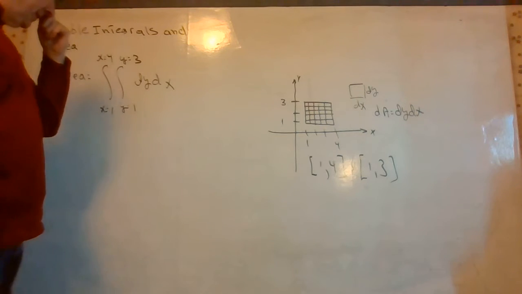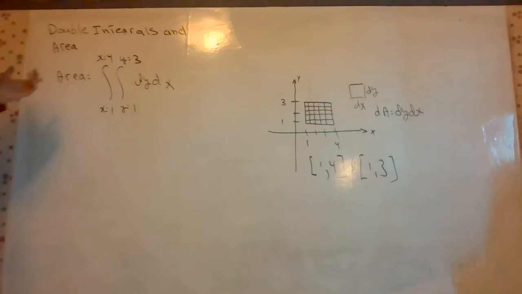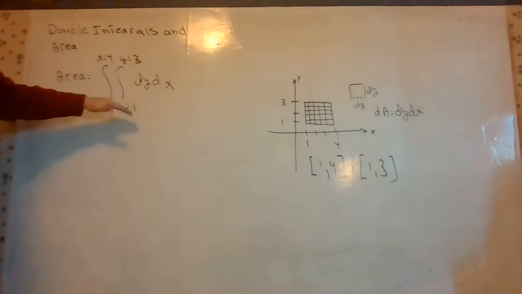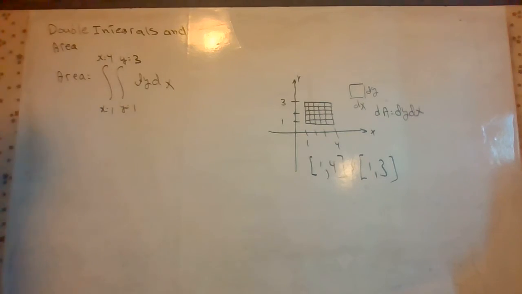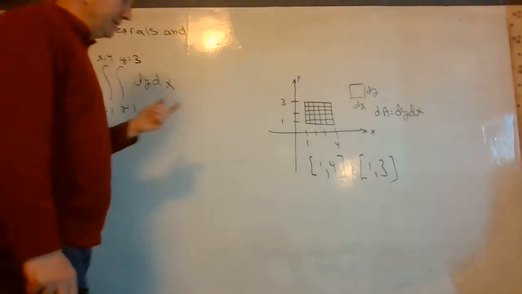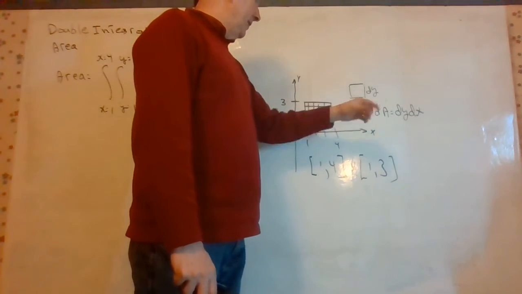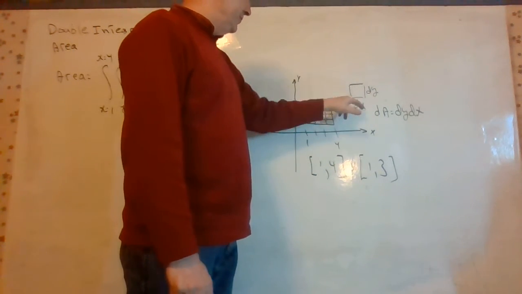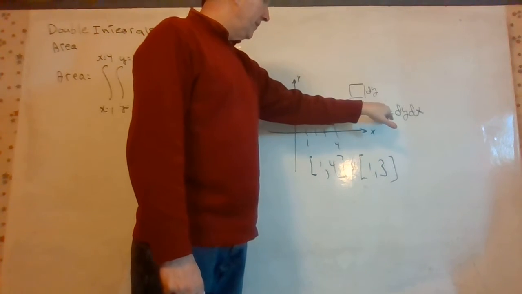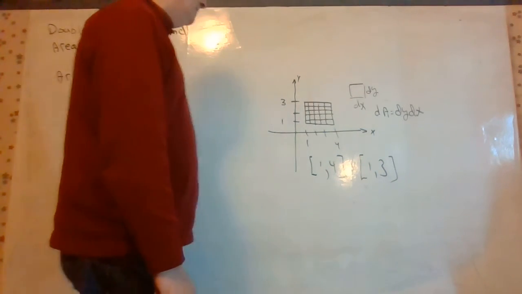And we can find the area using a double integral where x goes from 1 to 4, y goes from 1 to 3, dy dx. Conceptually speaking, we break this up into a grid. Dimensions are dx is a horizontal change, dy is a vertical change, dy times dx gives us what's called dA, a small little piece of area.